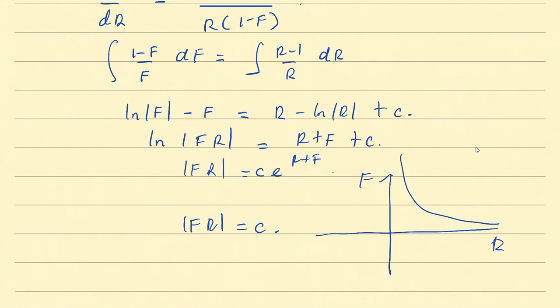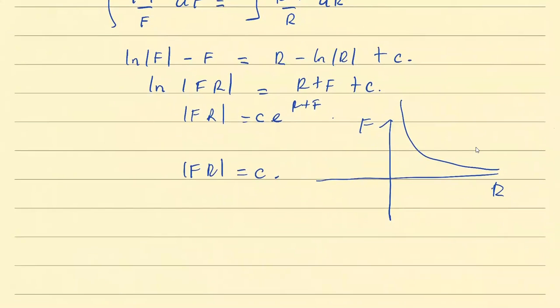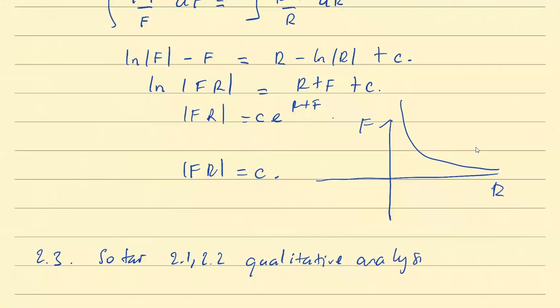Okay. So now let's move on to 2.3. So far we were discussing qualitative analysis. Not exactly all, but 2.1 and 2.2 are more like qualitative analysis. So 2.3, the title is damped harmonic oscillator.